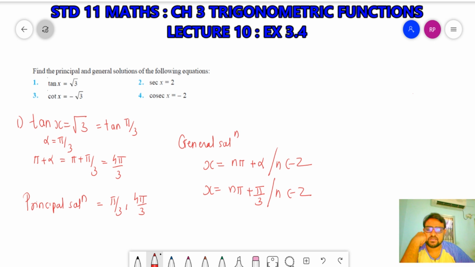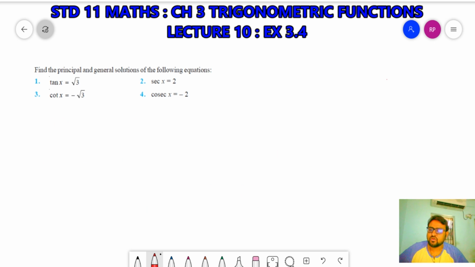Now let's move to the next, that is question number 2: sec x is equal to 2. So now let's convert it into cos x. Cos is the reciprocal of sec, so cos x is equal to 1 by 2. Find the value of alpha. Where is the value of cos 1 by 2? That is 60 degrees, that is pi by 3. So this is equal to cos pi by 3.